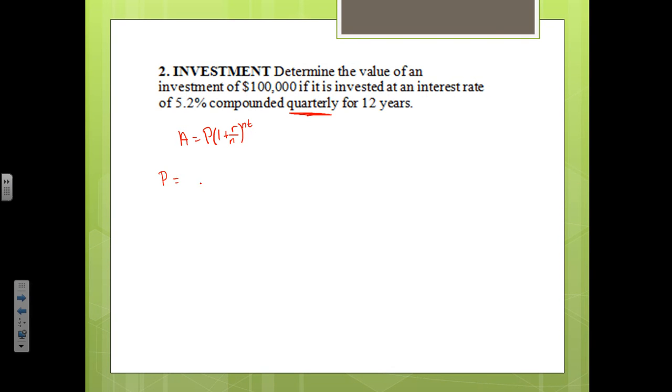Well, our P will be our initial $100,000, and our R would be our 5.2% as a decimal, so 0.052. Our N would be how many times it's compounded each year. Well, since it's quarterly, it would be 4 times a year. And then our T is 12 because it's asking in 12 years. So we'll plug these into our equation and then simplify.